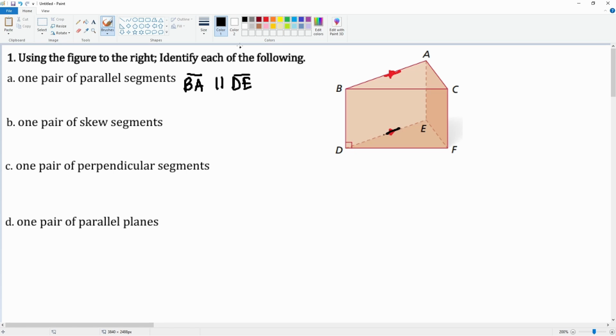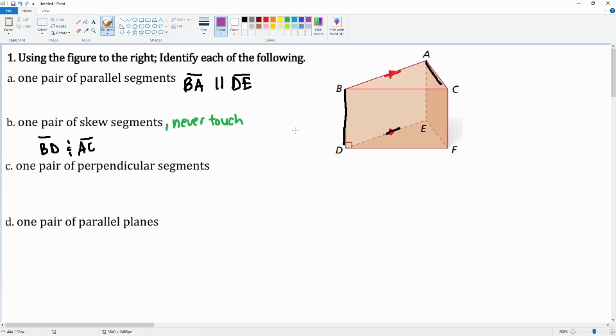Next, you want a pair of skewed segments. Skewed segments are segments that never will touch, because essentially they're in different dimensions, right? So there are several that you can label. So let's say I pick BD. So line BD, and let's see what is skewed to that. So let's see, AC would also work because BD is going up and down, AC is going forward and backwards.